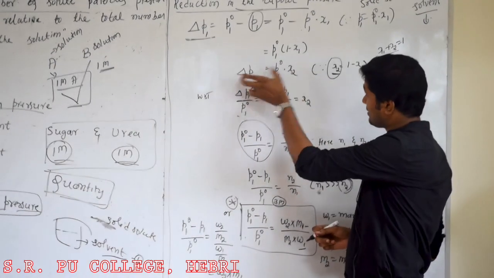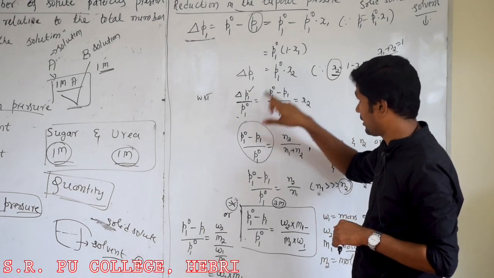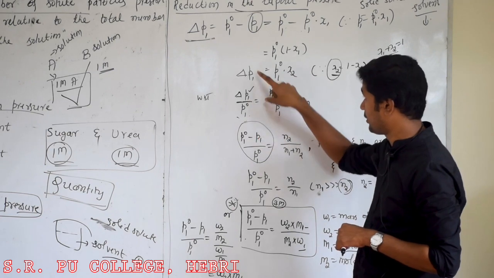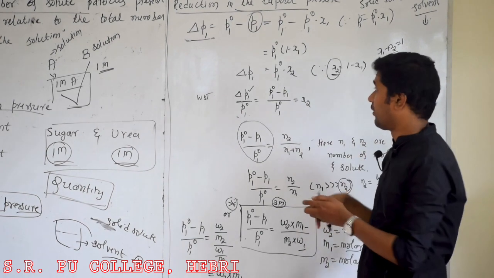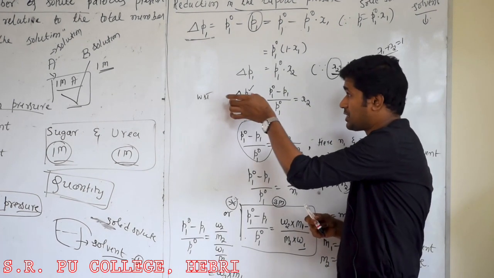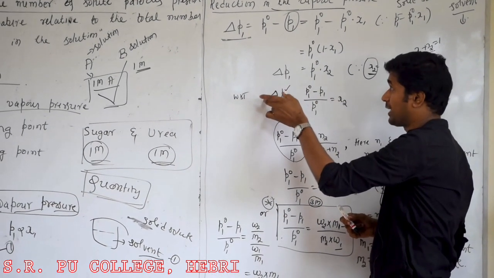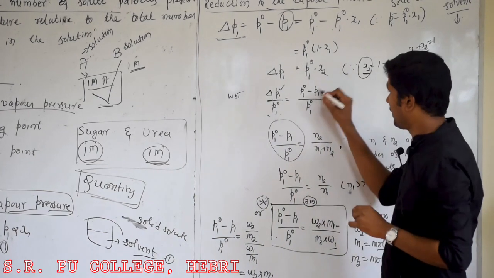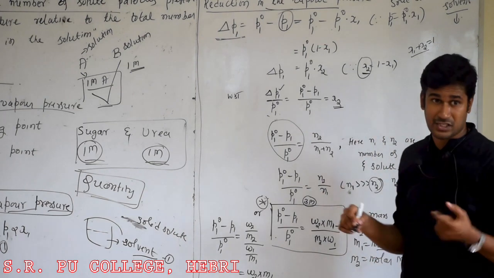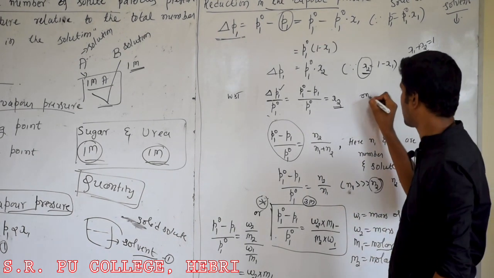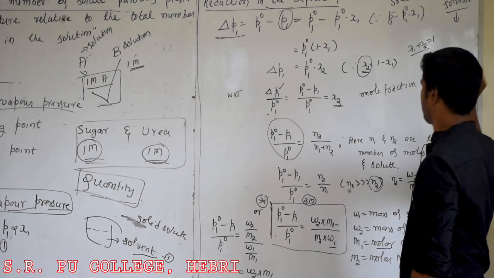See, if you rearrange this equation, we will get that term. If you bring P1 naught here, you will get delta P1 by P1 naught is equal to X2. Okay, this is relative lowering of vapor pressure. So what is delta P1? This is delta P1, P1 naught minus P1. I have substituted this here. So (P1 naught minus P1) by P1 naught is equal to X2. X2 is nothing but mole fraction of solute, component 2. Solid solute.